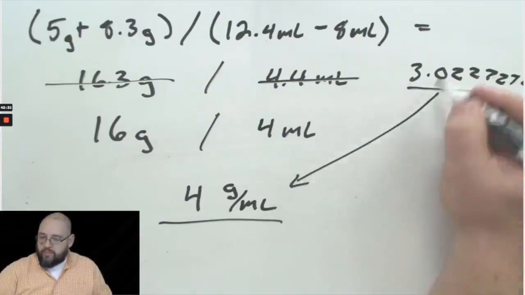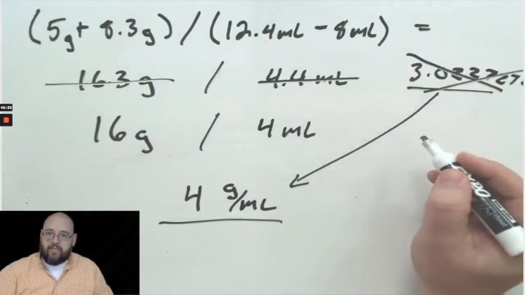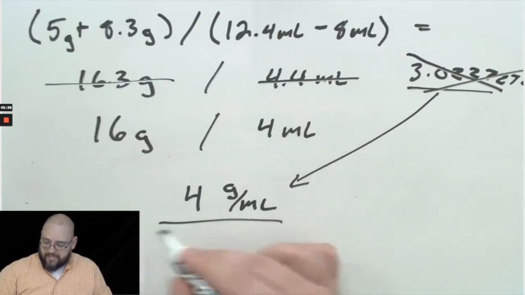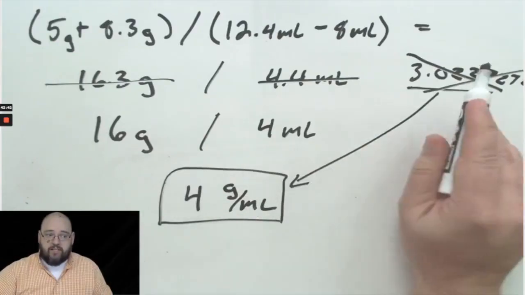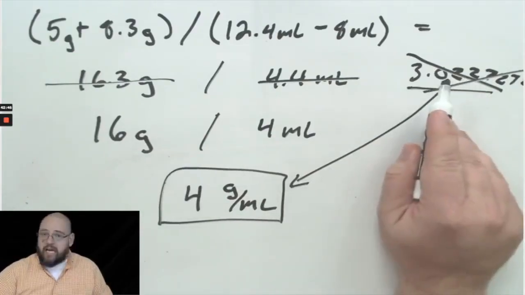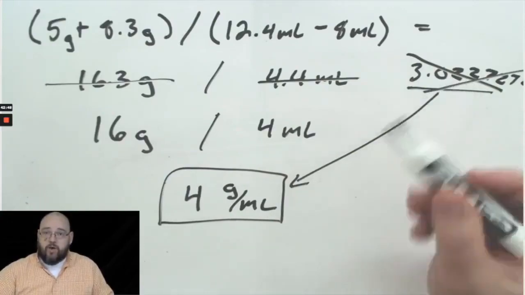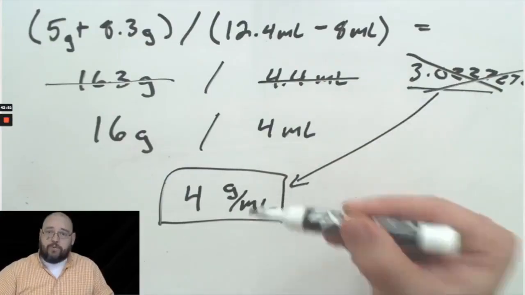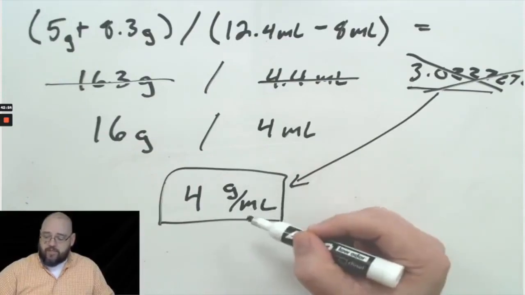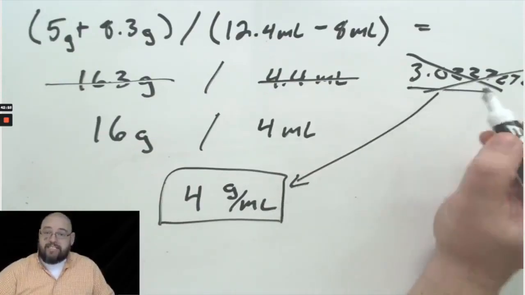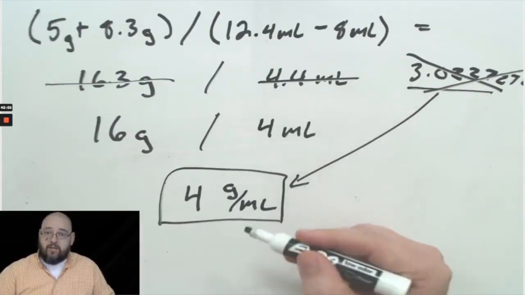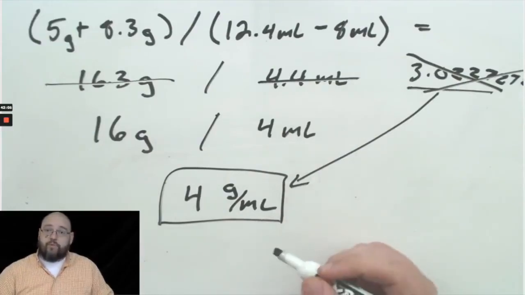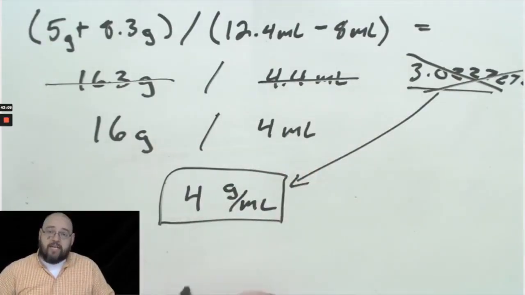Now, 3.022 and 4 are not the same. This number is mathematically the correct number, but this number is scientifically the correct number. This accounts for the error in our measurement. The calculator answer does not account for the error in the measurement. Our answers for any calculations have to account for the error in our measurements. So 3.022 is the mathematically correct answer, but it is not the correct answer based on these significant figures. That's the important thing. We have to round our answers based on the error and the inaccuracies and the precision of our measurements.